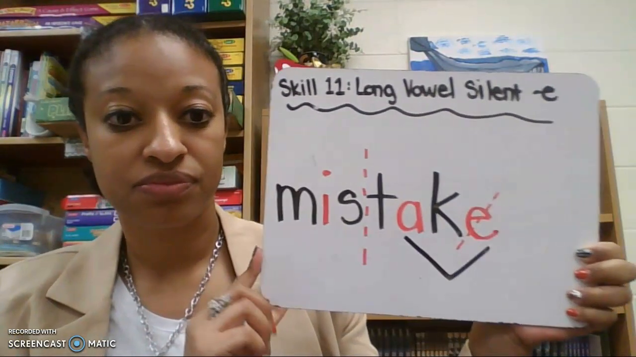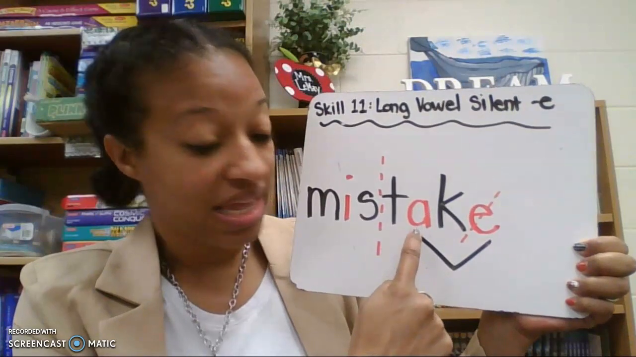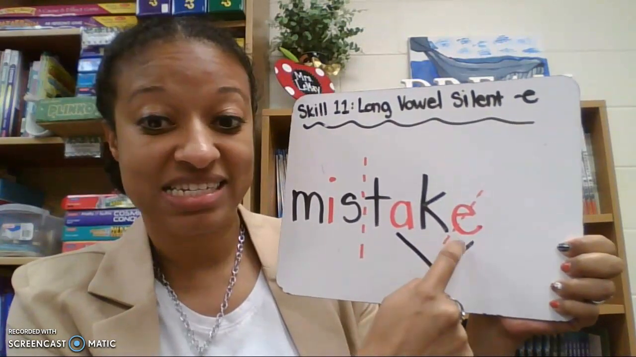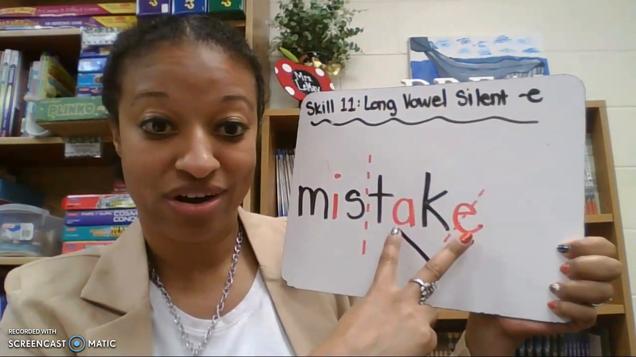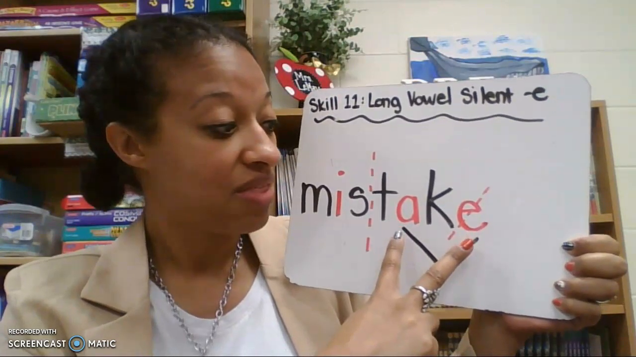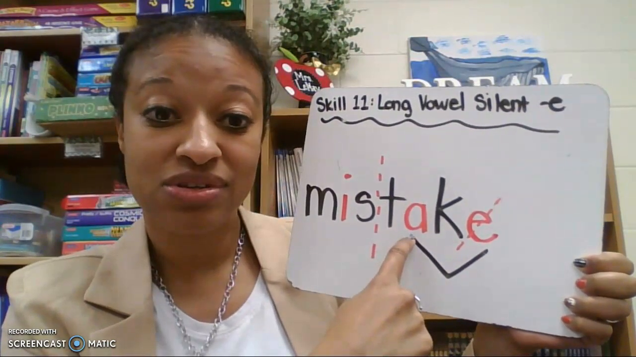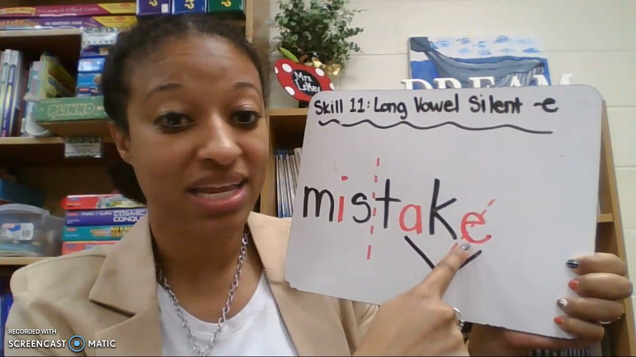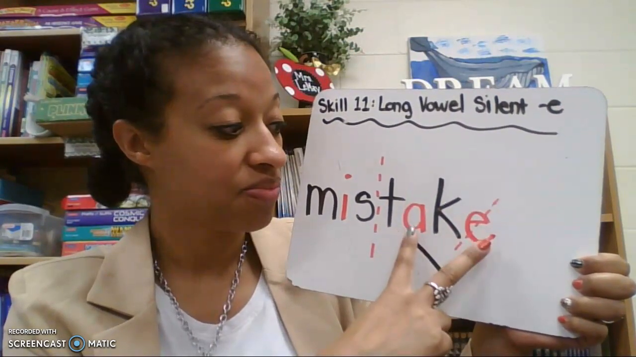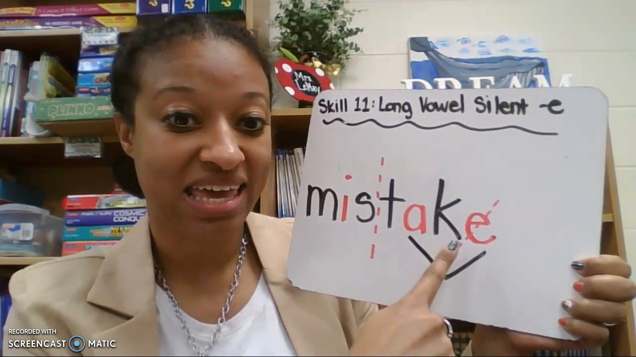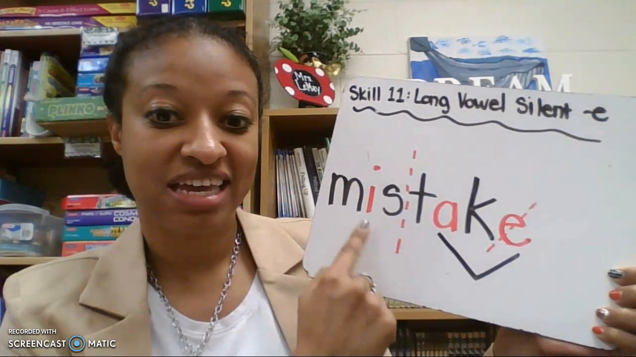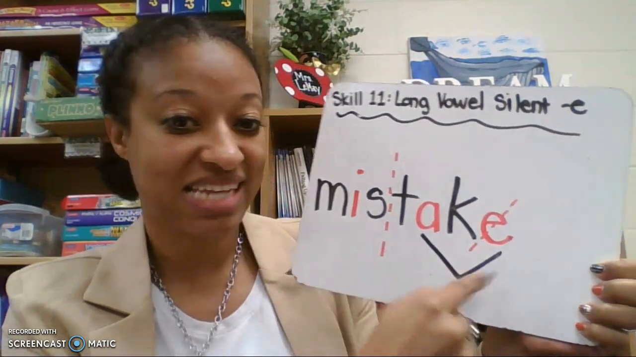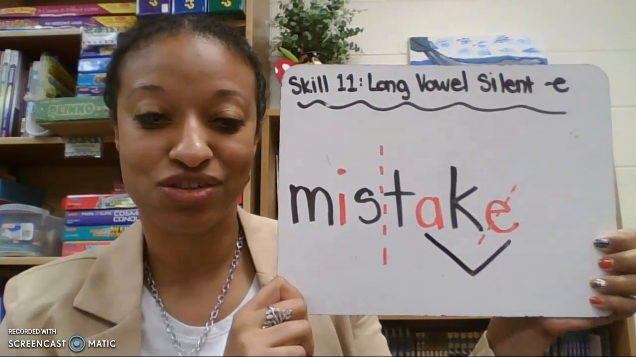All right, skill 11 is long vowel silent E syllable pattern. It is saying that there is a vowel, consonant, E within the word, and that is the hand signal that we do for it. That tells us that this vowel says its name, and we do not hear the E at all. So A, take. This one is closed. I, miss, mistake. That's long vowel silent E syllable pattern.